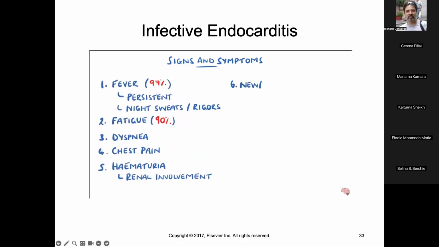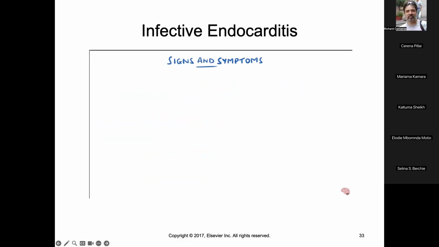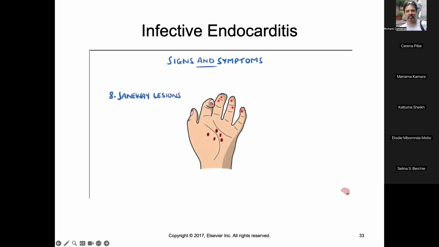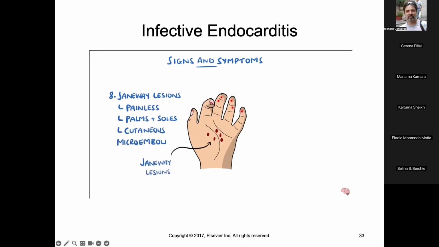On physical exam, there may be a new or changing heart murmur, and there may be blackening of the extremities if emboli have reduced the blood flow. Janeway lesions are painless cutaneous lesions on the palms of the hands and soles of the feet, and are the result of microemboli, and splinter hemorrhages can be seen in the nail beds due to capillary injury.